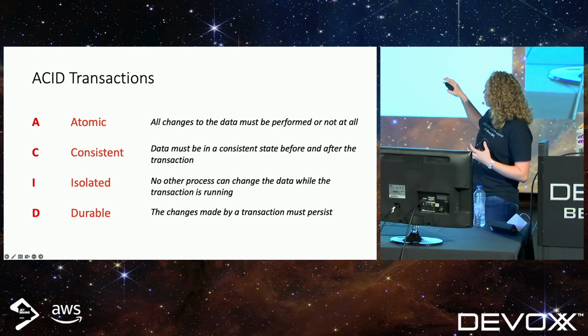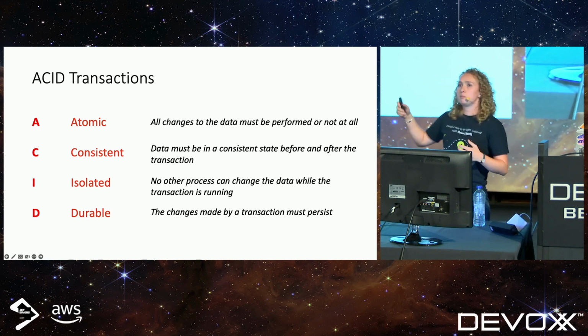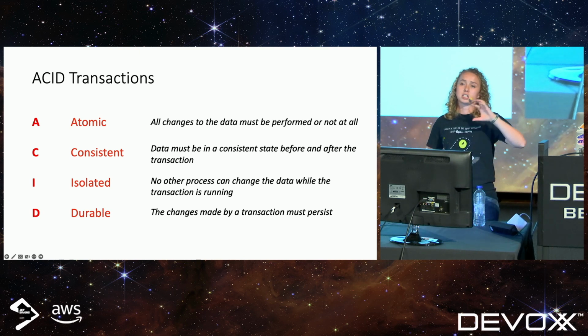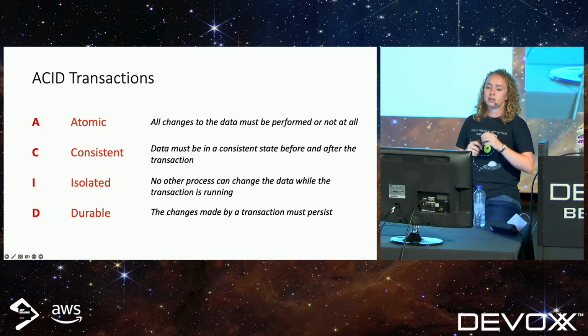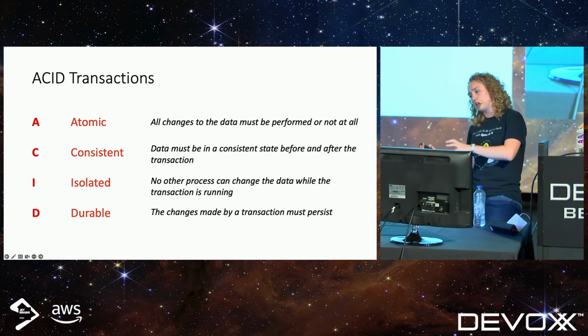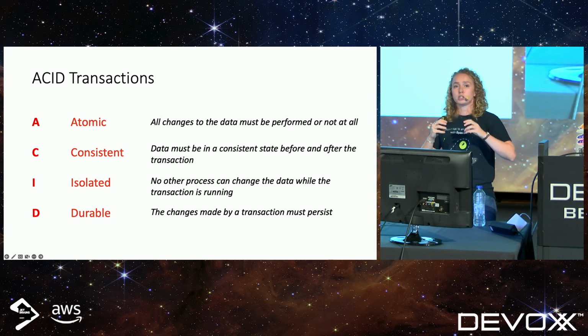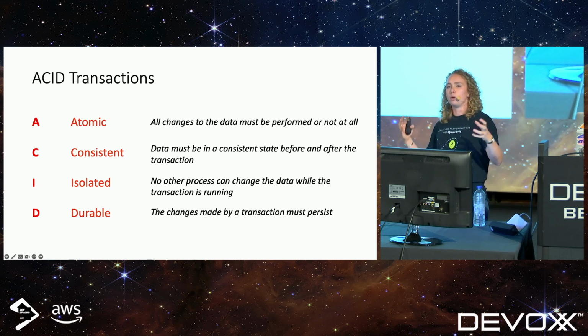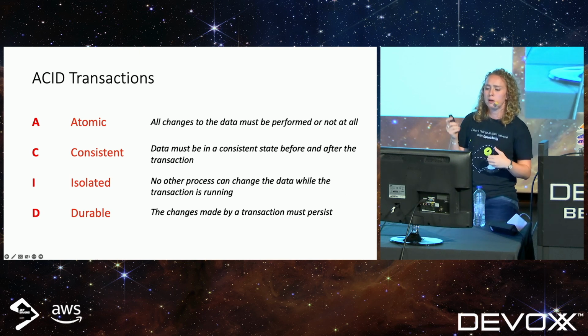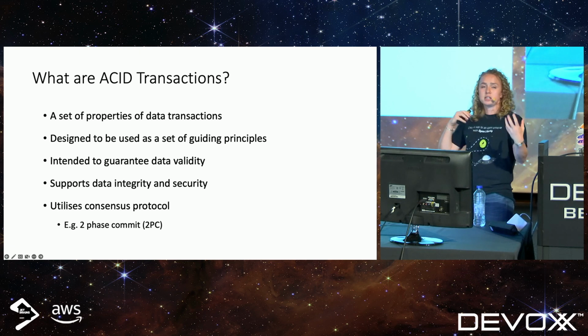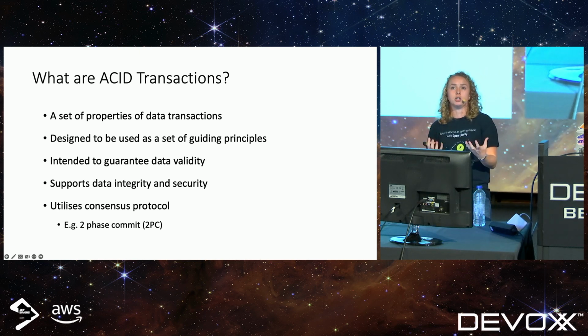And the key parts here are the fact that data has to be consistent, the transaction has to be performed in full or not at all, like most transactions, and no other process can change the data while the transaction is running. So it has this kind of resource locking that goes on to ensure that no other transactions can affect that process at the same time. And that these changes have to persist. So as I said, it's a guiding set of principles that are generally used in more traditional style transactions.